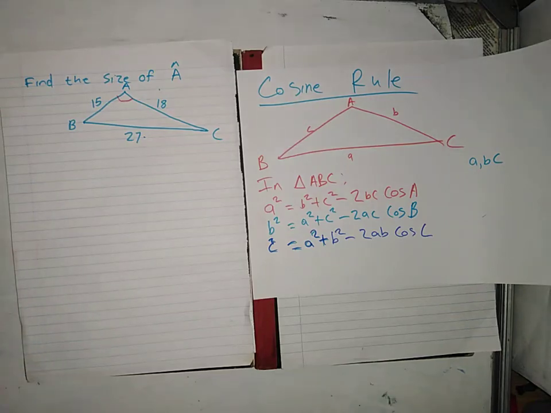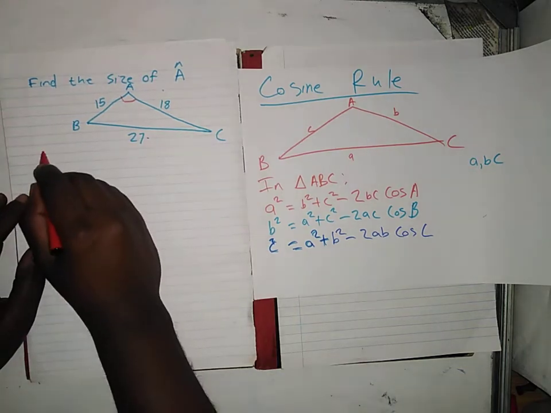So if we have that kind of a situation, if we are only given 3 sides and we're looking for an angle, and the triangle that we are talking about is not a right angle triangle, there's only one thing that we can use. And what is that? That is the cos rule. So what are we going to do? We're going to use a squared, as I said earlier.